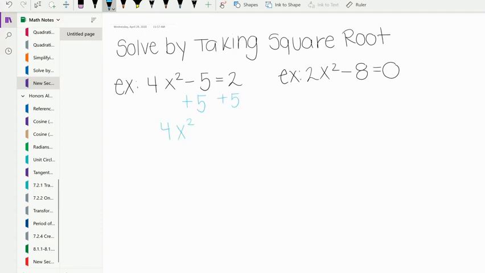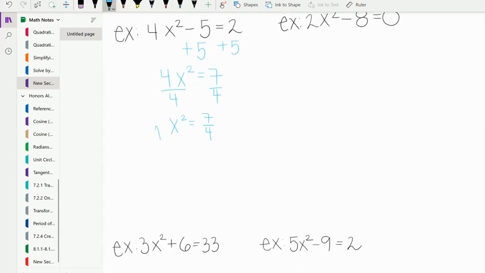So we get 4x squared equals 7. And then from there, we're going to divide by 4. And we get x squared equals 7 over 4. And now we're at the phase of how do we undo something being squared? Well, we square root it. So we're going to square root both sides. So we get x equals, now this is going to be new for some of us. So when we take the square root of something, technically whatever that x is could be plus or minus.